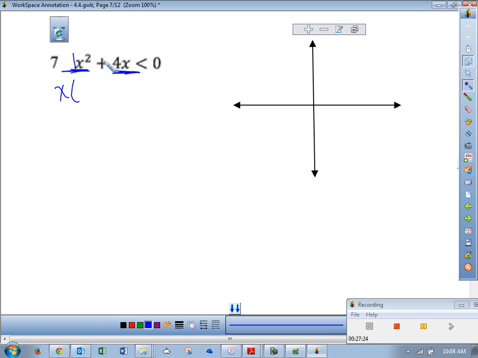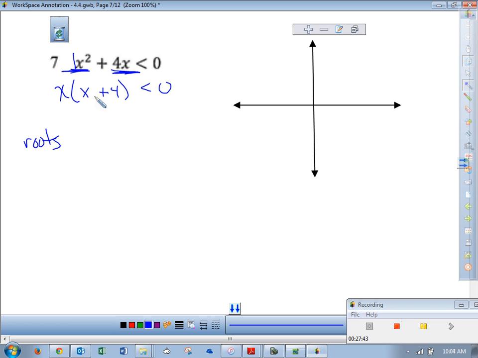Because there's only 2 terms in this guy, we look for 2 possible scenarios: if there's a GCF that can come out, or if it's a difference of squares. And you do GCF first. And there is a GCF of x. So doesn't this become x times (x plus 4) less than 0? Solve for x. Let's find our roots.